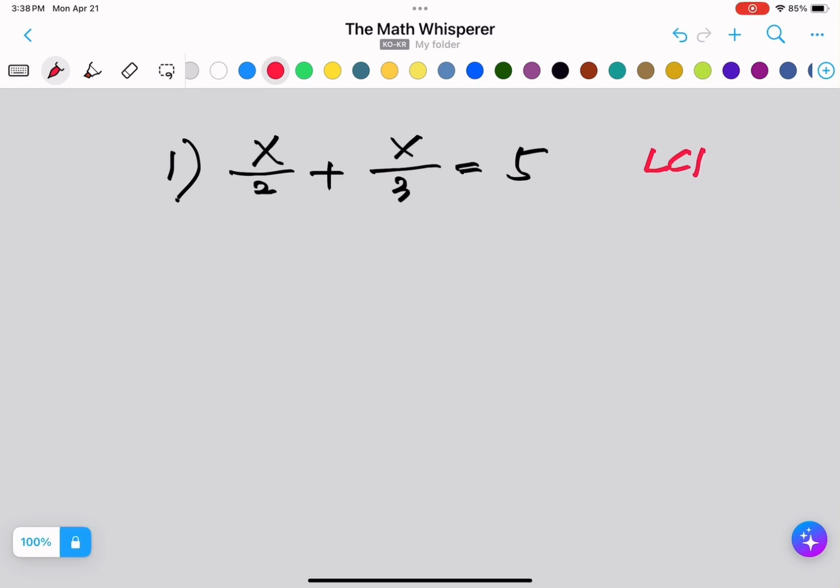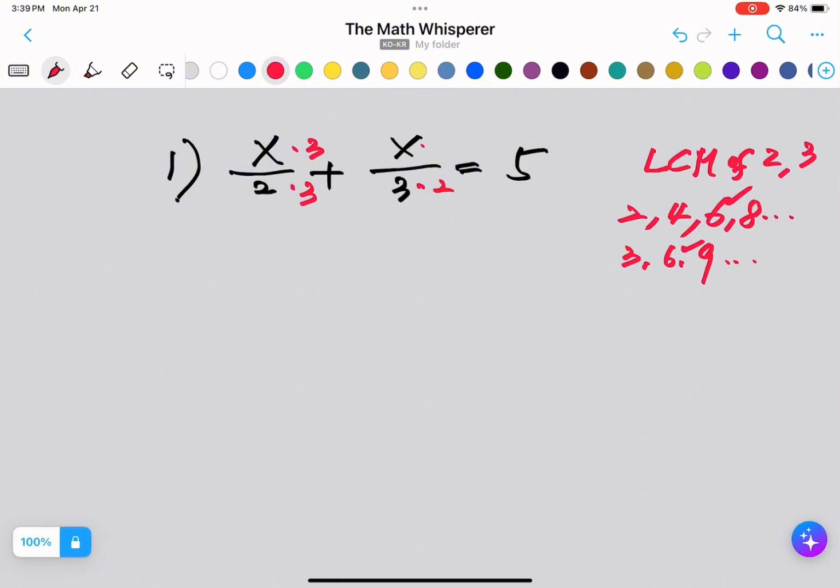So, I'm going to find out the least common multiple of 2 and 3. Multiples of 2: 2, 4, 6, 8, and so on. Multiples of 3: 3, 6, 9. So 6 is the common multiple. So we're going to have a new denominator, which is 6. You have to multiply by 3 to get 6. Second fraction, you multiply by 2.